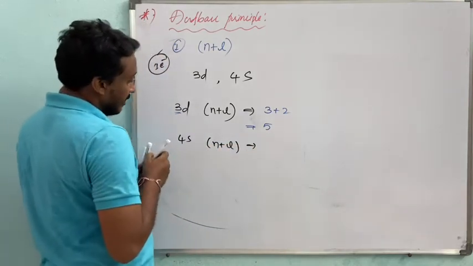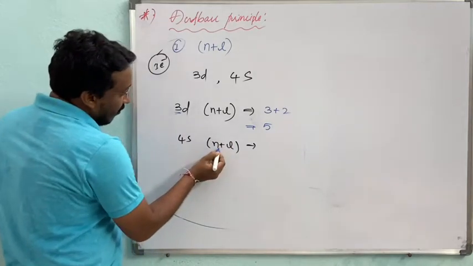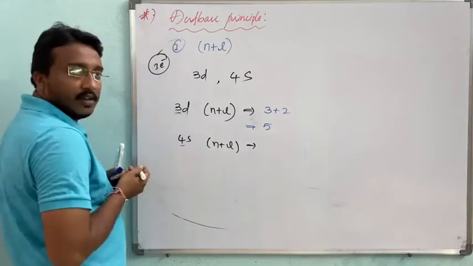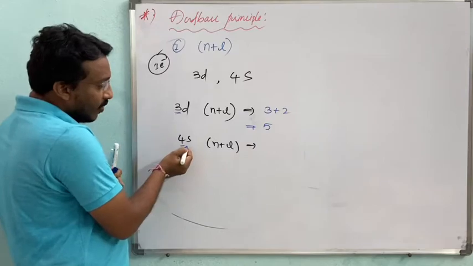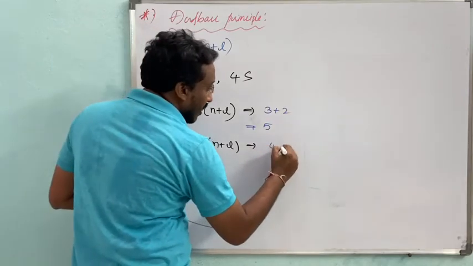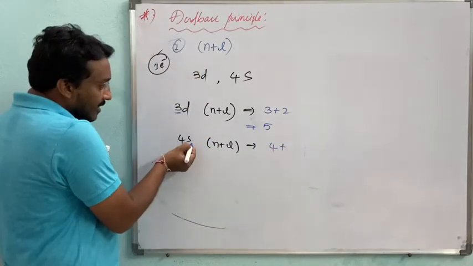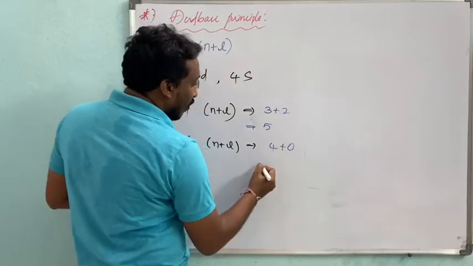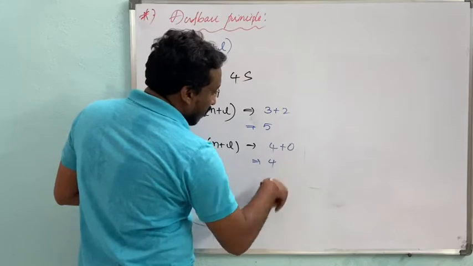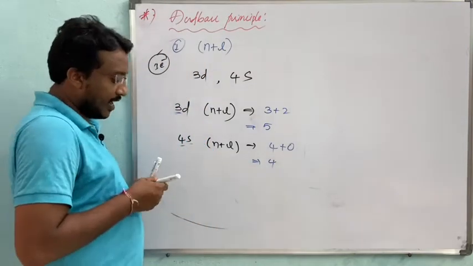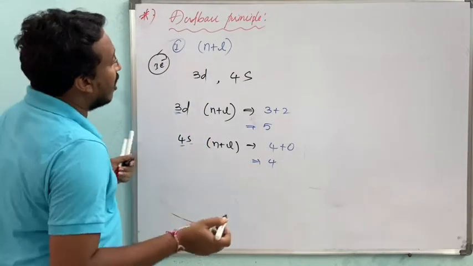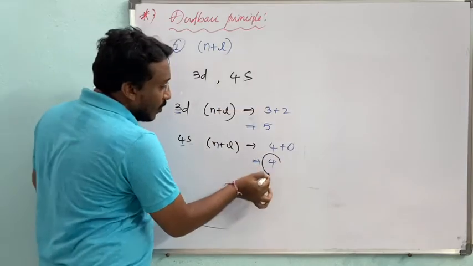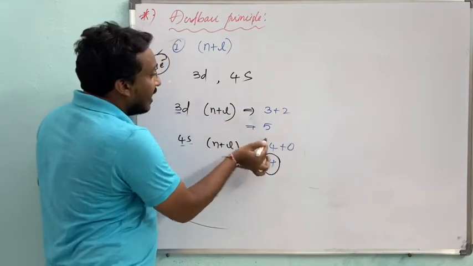Okay, right. Then the n value of the 4s orbital is 4. Then 4 plus, the s orbital's L value is 0, so 4 plus 0. That means 4. Right? The n plus L value of the 4s orbital is 4 and of the 3d orbital is 5.